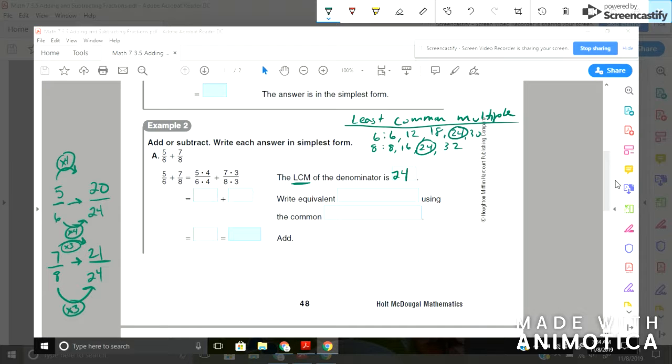Okay, so you can see that's what they did here as well. They took 5 times 4 and 6 times 4, and 7 times 3 and 8 times 3. Okay, and then we'll rewrite 5/6 as 20/24ths plus 7/8 as 21/24ths. Okay, so what we did was we wrote equivalent fractions using the common denominator.